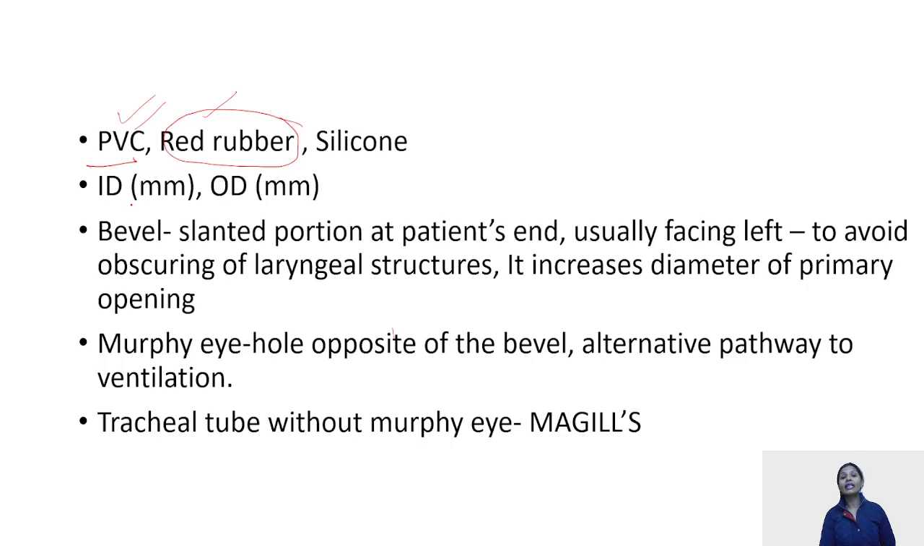The bevel is generally left-sided. Done. Why it is left-sided is asked. It is left-sided because, when we talk about the vocal cord opening, the bevel on the left side helps in better visualization of the laryngeal structures rather than a bevel on the right side. That is why the bevel is cut on the left side, such that the introduction of the tube becomes easier and you have a wider vision of your laryngeal structures.